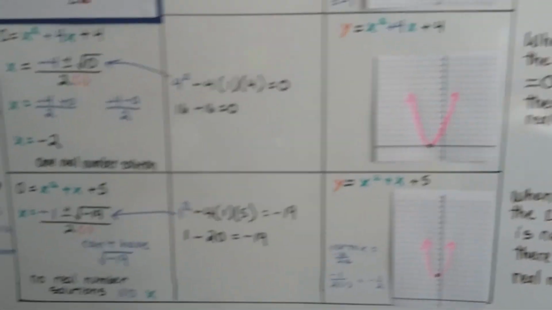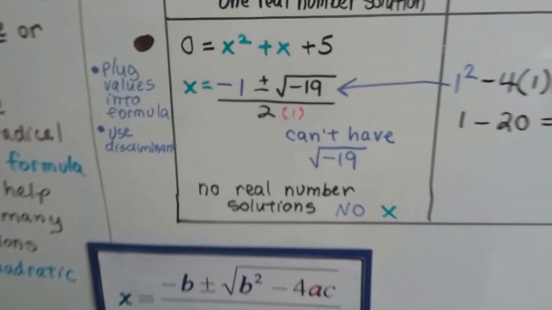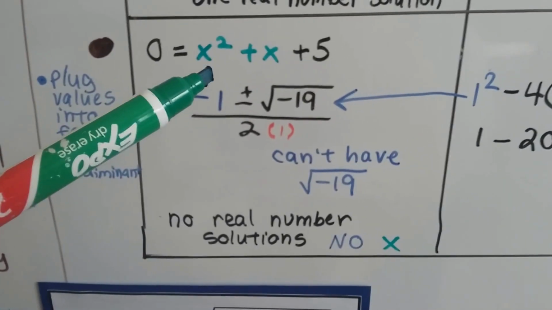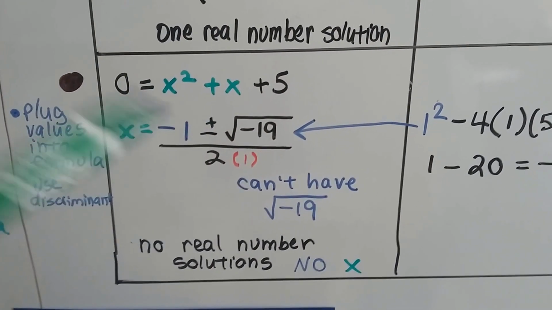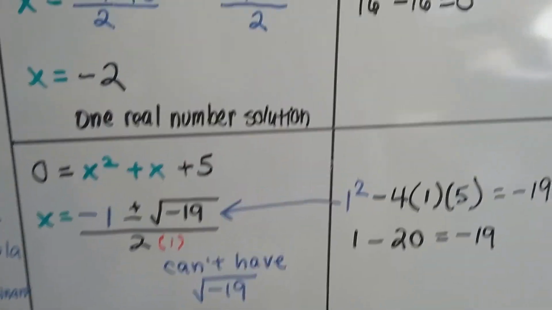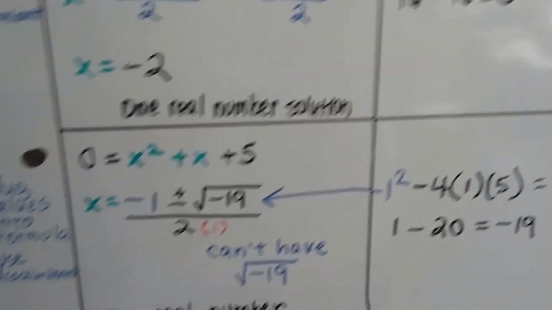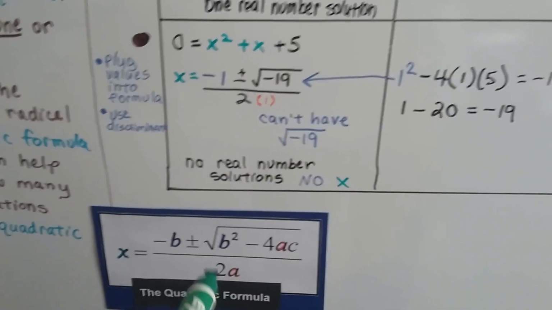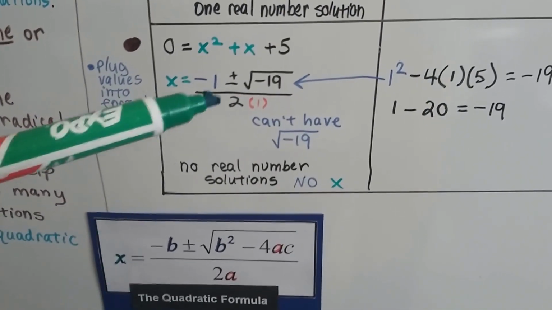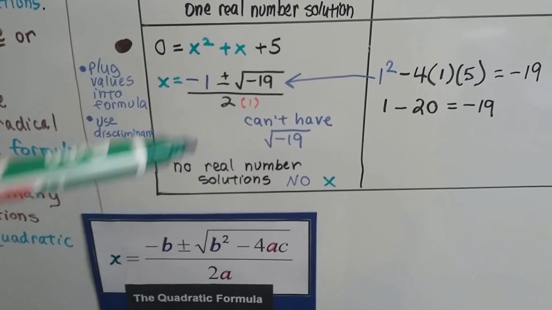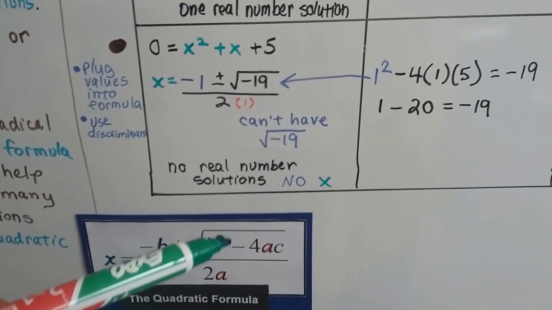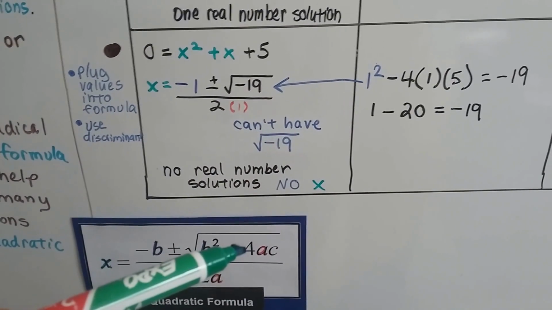All right, let's take a look at this last one down here. We've got x squared plus x plus 5. Well, now these both have a 1, don't they? And we use the quadratic formula to plug everything in right here, okay? So our b is a 1, so we've got a negative 1 because it's supposed to be negative b. And we need to fill in the discriminant, don't we?